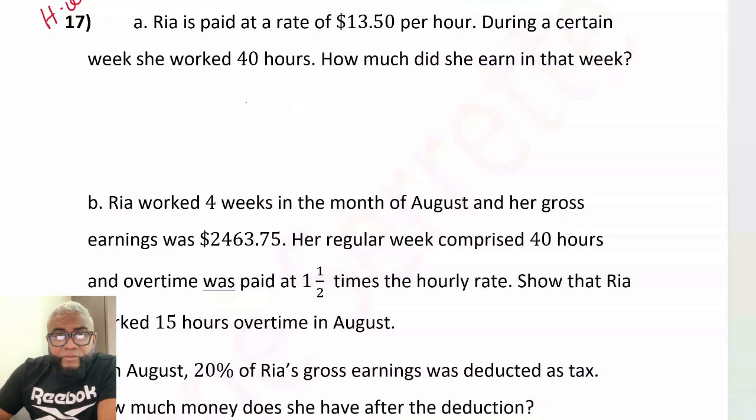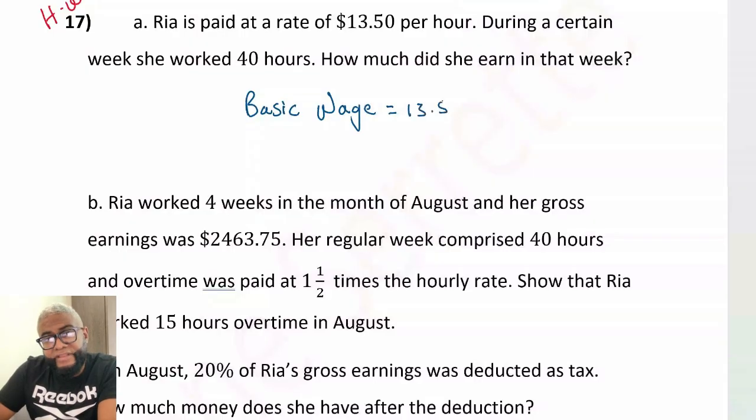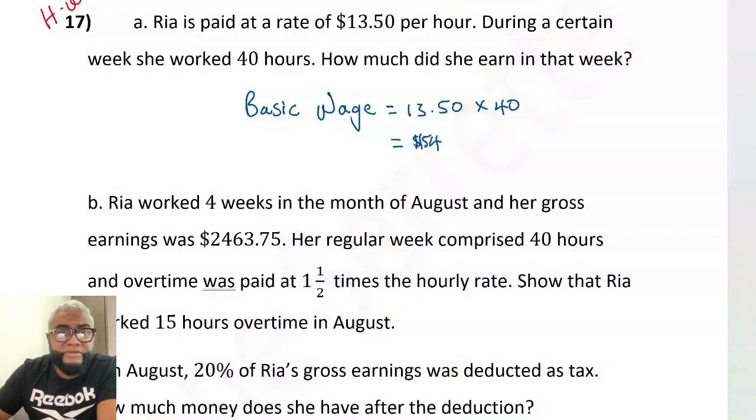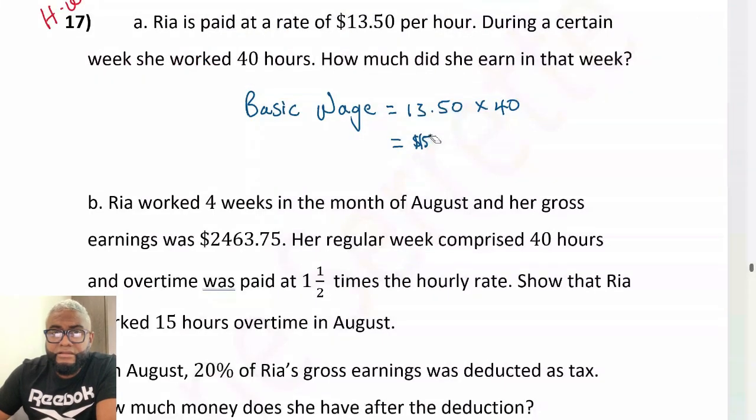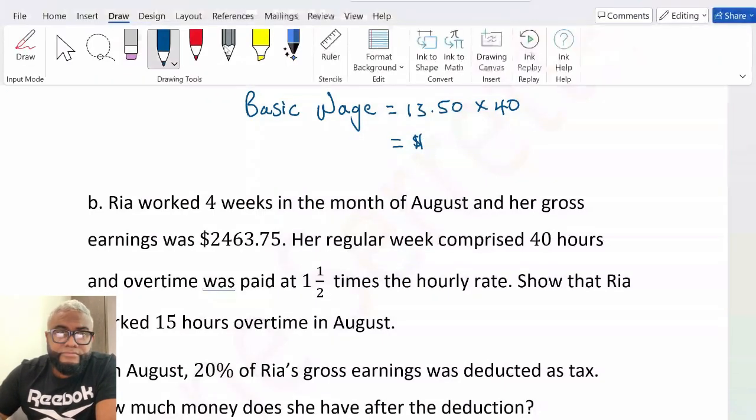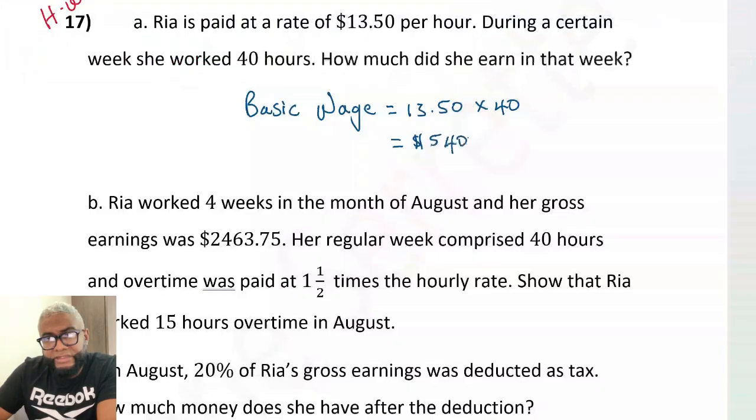So how much should she earn for that week? This is her basic wage: $13.50, which is her per hour rate, multiplied by 40. And what do we get? 540. Didn't we get 540 for some question before? Yeah, so let's see how CXC does repeat. 540, right?